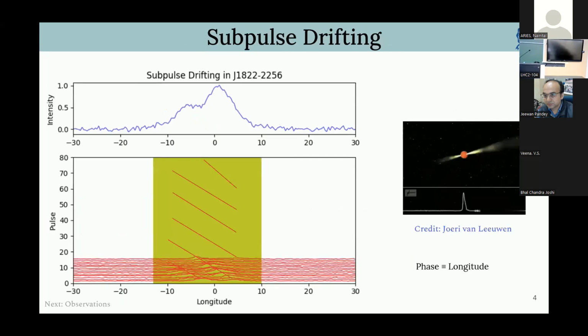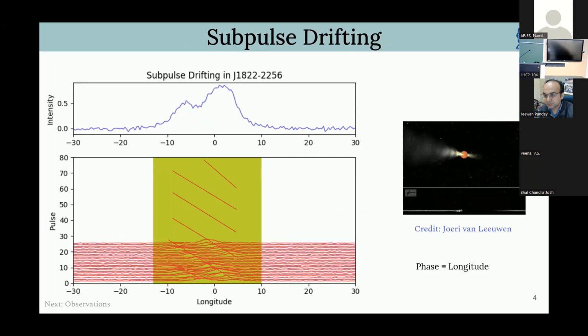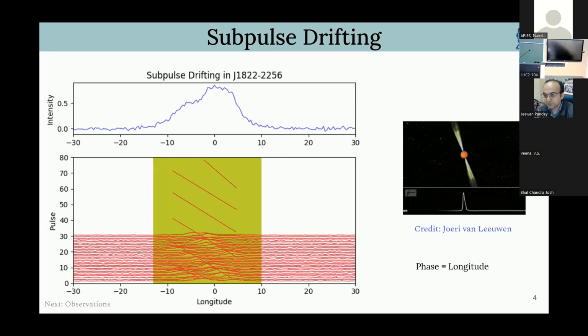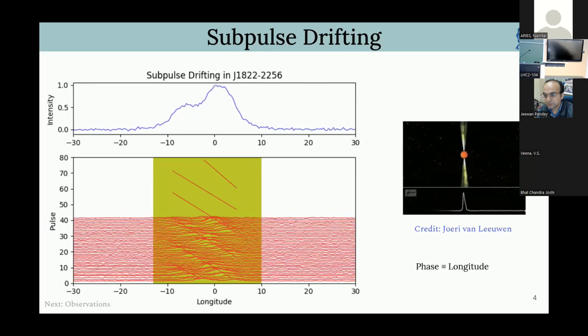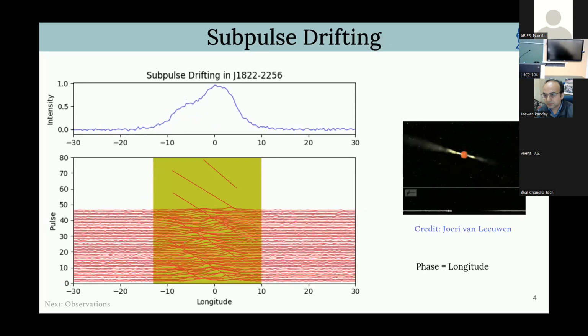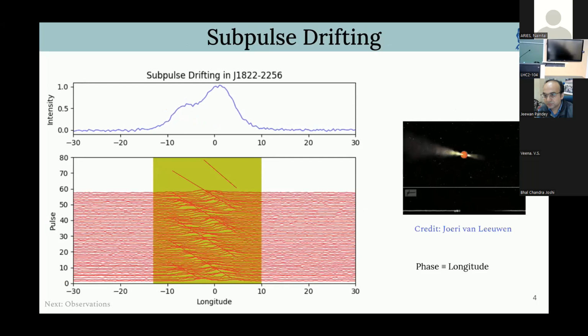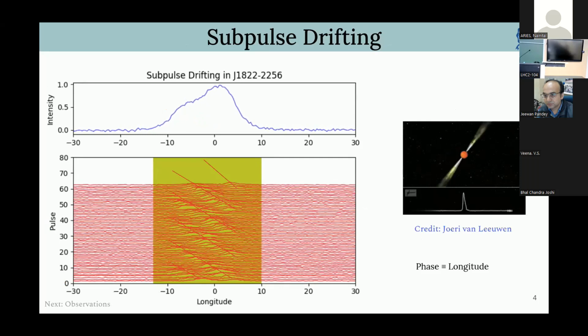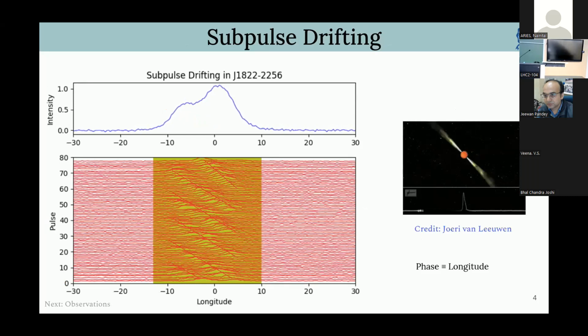As I said earlier, when the pulsar beam sweeps through our line of sight, we see a pulse. For some pulsars, when these pulses are stacked together, we see a subpulse drifting feature with longitude. And these slanted features are called drift bands. Oftentimes, for some pulsar, this pattern changes, representing different drift modes. This particular pulsar that we are studying shows multiple kinds of subpulse drifting modes, along with nulling.